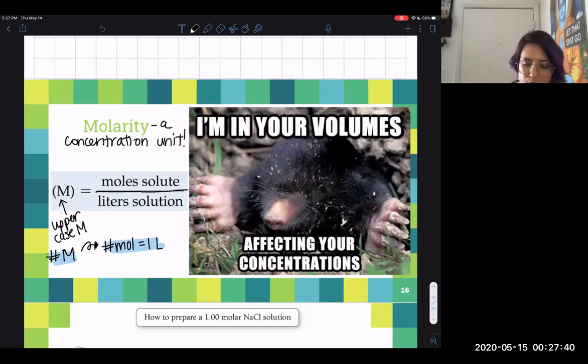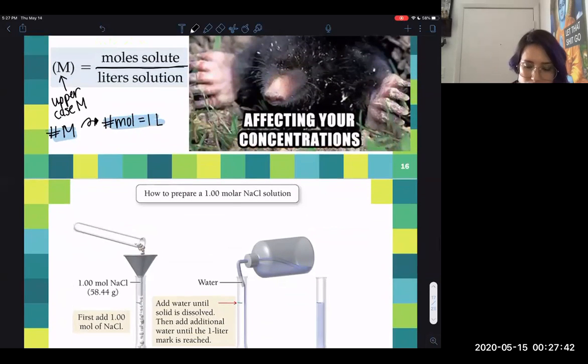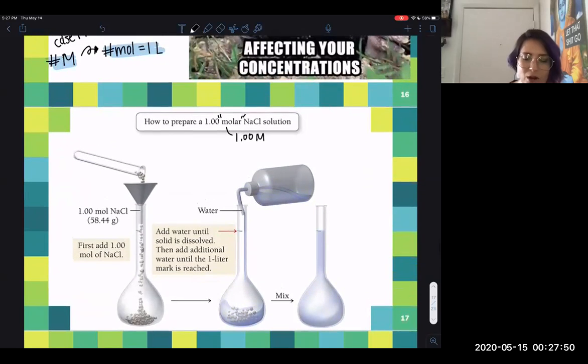So we're going to say big M as the word molar. So 1 molar sodium chloride solution. Let's think about that. How would I prepare it? If I said go in the lab and get me 1 liter of a 1 molar solution, how many moles is that? It's going to be 1 mole over 1 liter, right?